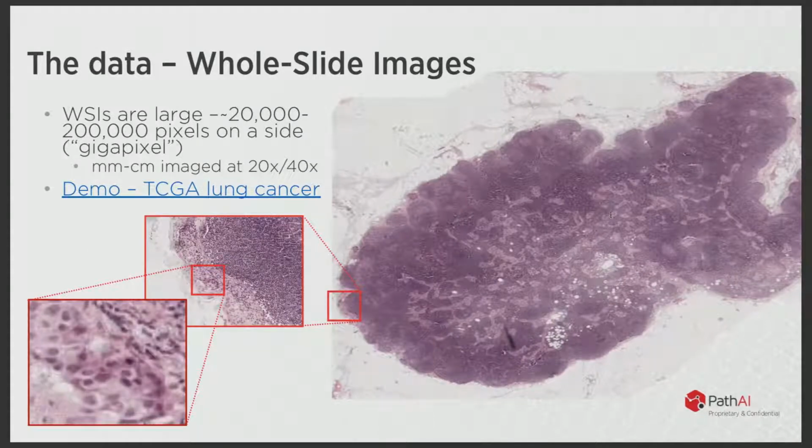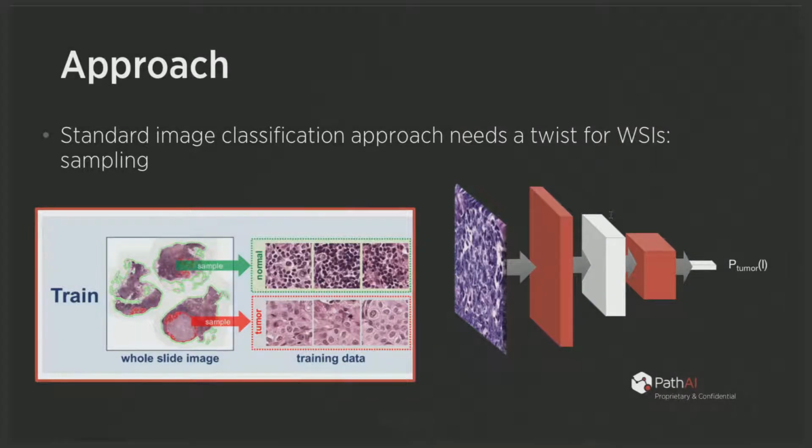And the big machine learning challenge here, why you can't just throw it into an off-the-shelf or web image classification tool, is that the images are so large that it's just not feasible to throw the whole image into any kind of neural net, because they can be between 20,000 to 200,000 pixels on a side. So they have millions of pixels.